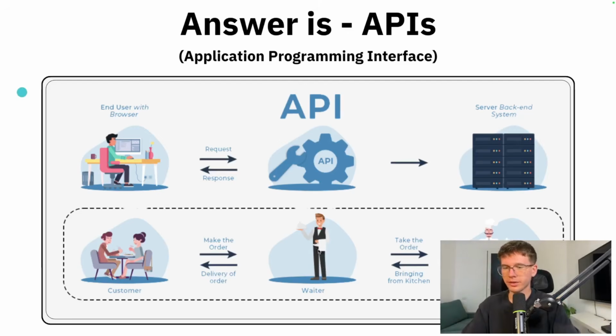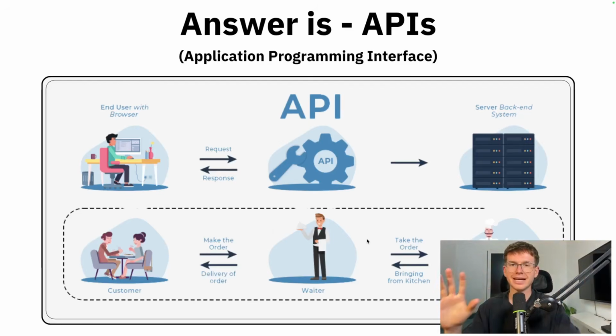Now think of a waiter in a restaurant, right? This waiter has the chef, and he has the customers. And between the chef and the customers, there's a series of actions that happen, right? So take the order, bring the order from the kitchen, deliver the order, make the order. There's a whole repetitive loop that happens over and over again.